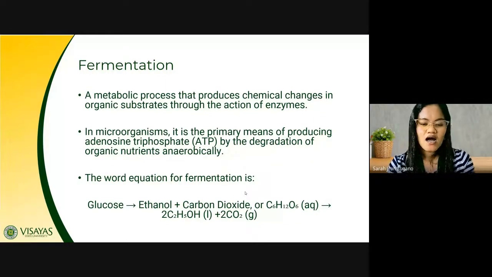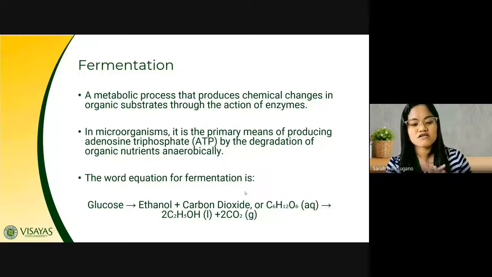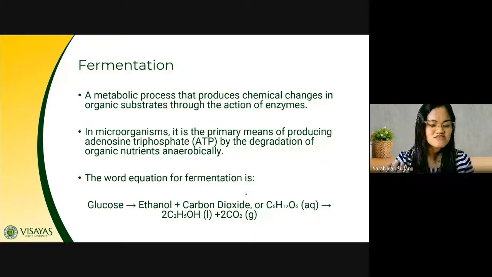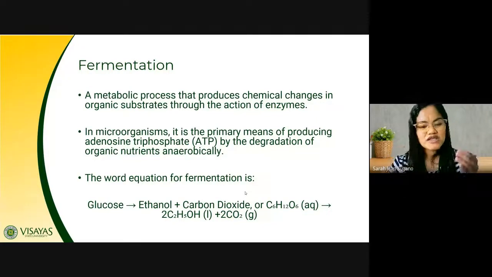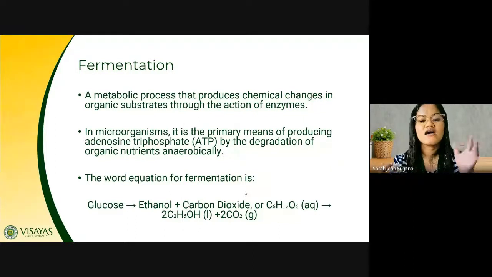So the word equation for fermentation is when you have a sugar or glucose, it will be acted on by the microorganisms, by the enzymes of the microorganisms. For example, yeast will produce ethanol and carbon dioxide. The byproduct, carbon dioxide, is in the form of bubbles.